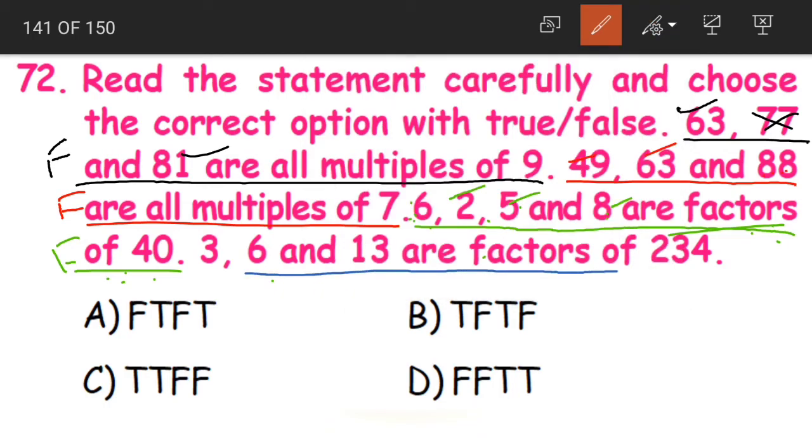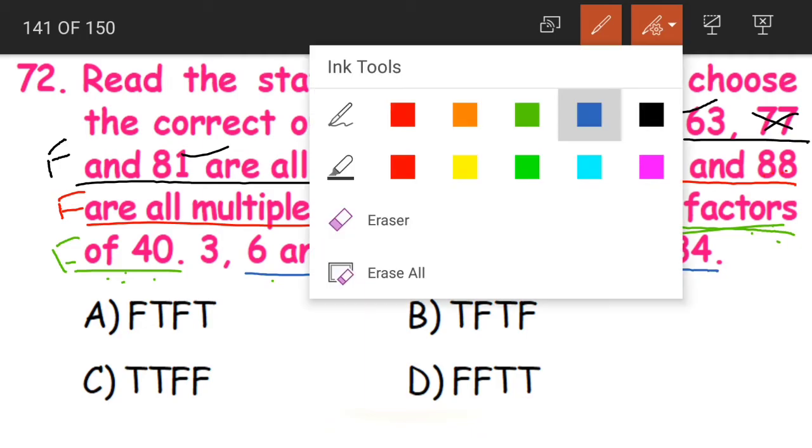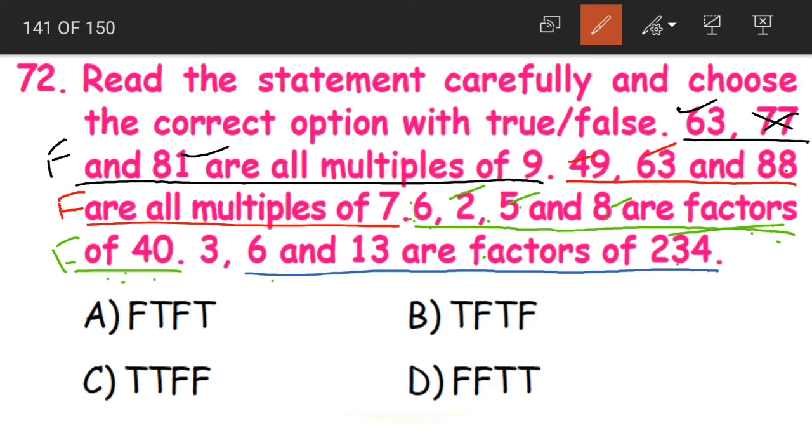Yes, 6 and 13 are the factors of 234, children. For 6 to be a factor of 234, it should be divisible by both 2 and 3. Yes, it has 4 in the ones place, so it is divisible by 2. And if you look at the sum of the digits, 2 plus 3 is 5, 5 plus 4 is equal to 9. It is a multiple of 3. So the number 234 is divisible by both 2 and 3, so it is divisible by 6 as well.